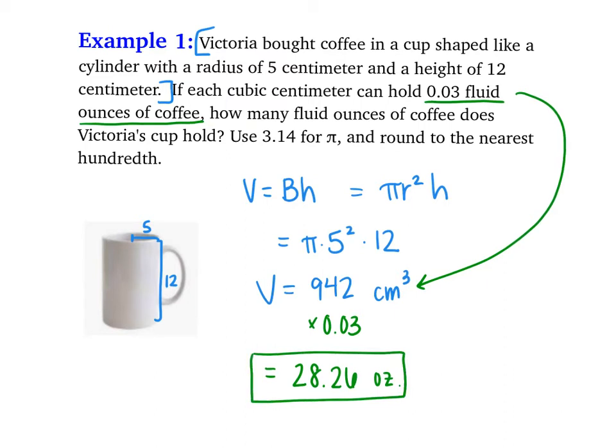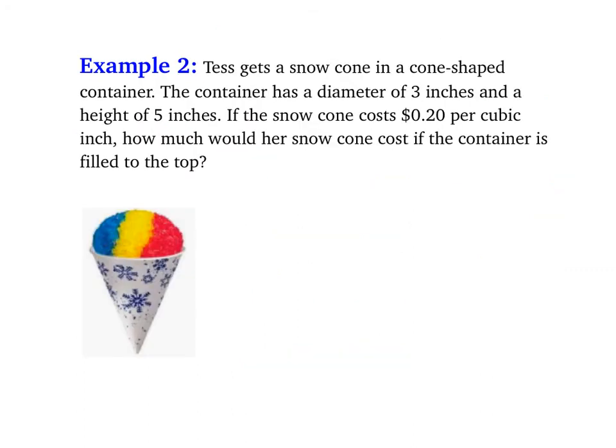So break it up. Find the volume first and then apply that second piece of information to figure out the final answer. The next example says Tess got a snow cone in a cone-shaped container. The container has a diameter of 3 inches and a height of 5 inches. If the snow cone costs 20 cents per cubic inch, how much would her snow cone cost if the container is filled to the top?